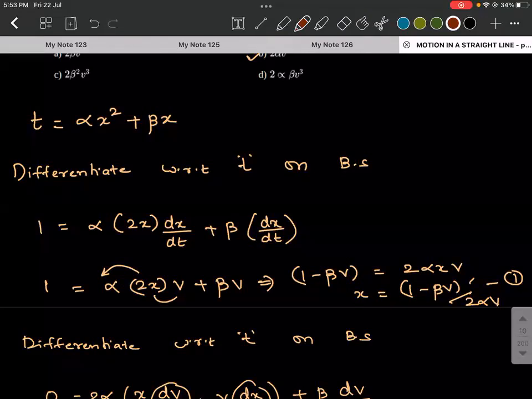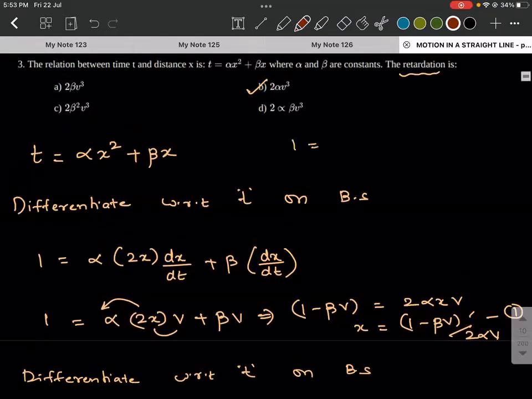Which part? Okay. So 1 is equal to alpha is a constant. They have given it in the question. Alpha and beta are constants. So constants, when they are multiplied with the variable, you will not differentiate. Alpha into, what is the derivative of x square? 2x into derivative of x, dx divided by dt. Because I did the differentiation with respect to time.